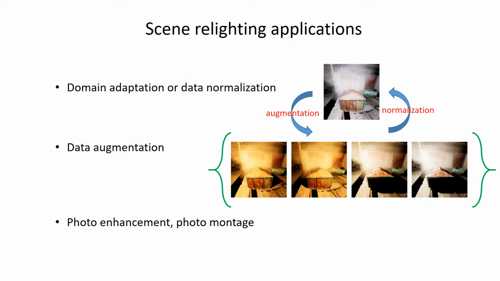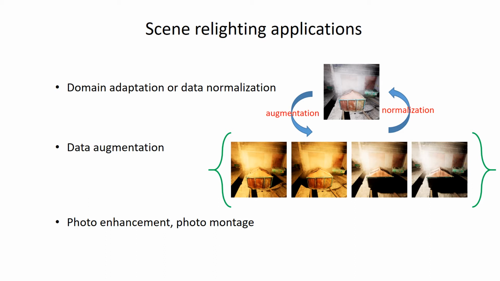For example, domain adaptation or data normalization is very important when we have a model trained with fixed illumination settings and receive images from different settings. We can normalize them all into one fixed illumination, and then the network can perform better on that image. There's also data augmentation, which is in a sense the reverse process. Starting from one fixed illumination setting, we can generate many different images.